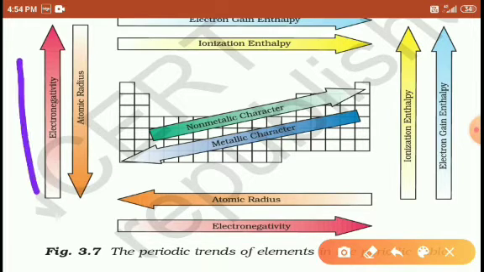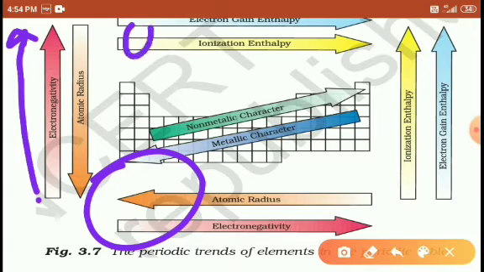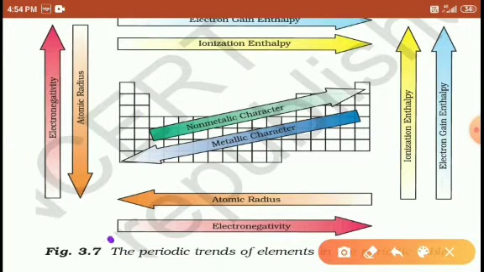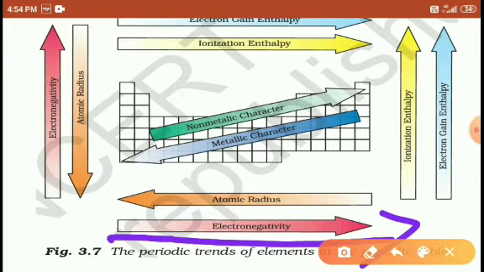is here increasing from bottom to top, because the bottom elements have very large size and the top elements have very small size. So the small size has high nuclear attraction compared to the bottom, right? And electronegativity, when you compare here, increases left to right, because the size decreases here.